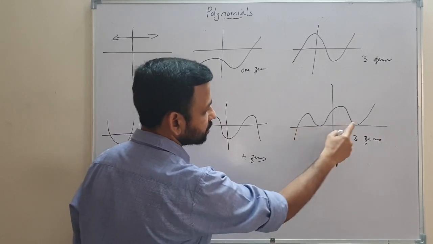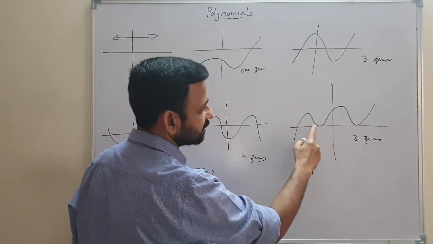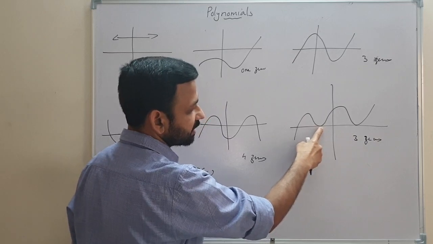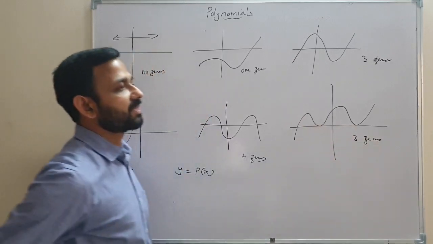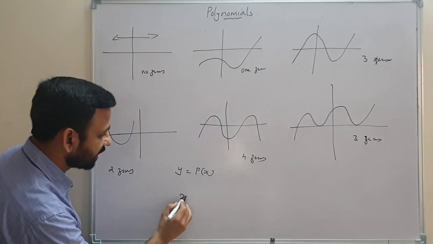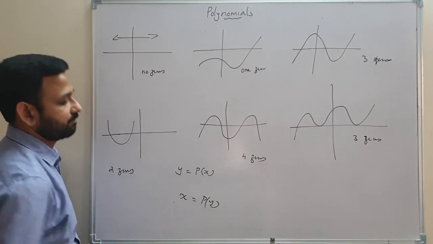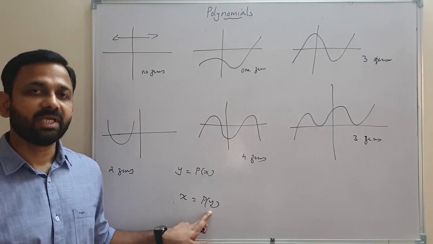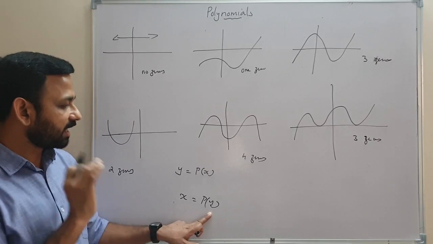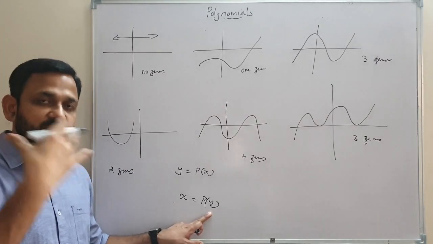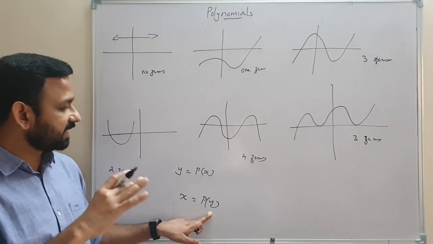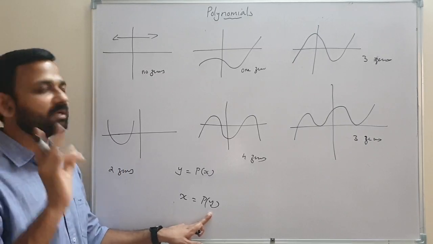Here 1, 2, 3. It is not a crossing here; here it just touched. 1, 2, 3, 3 zeros. And suppose our question is x is equal to p(y), variable y. If the variable is y, then how many times it crosses or intersects the y-axis, that will be the number of zeros.